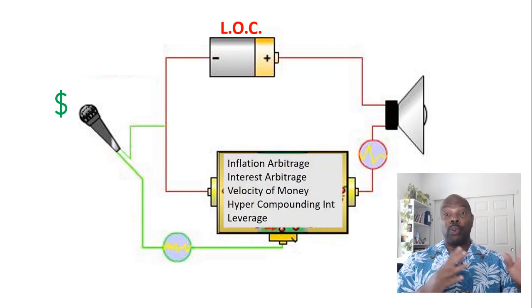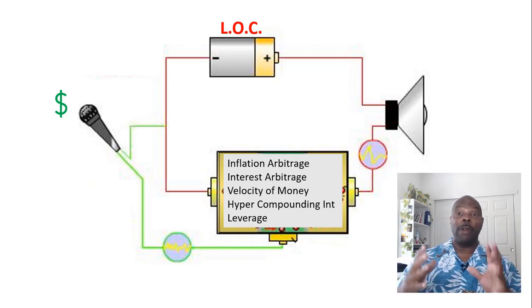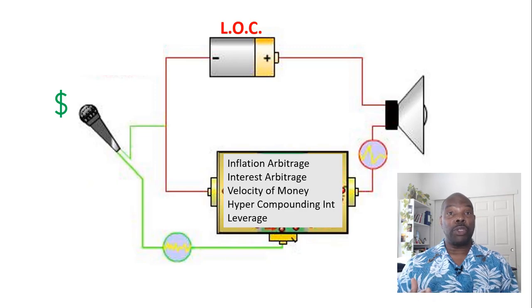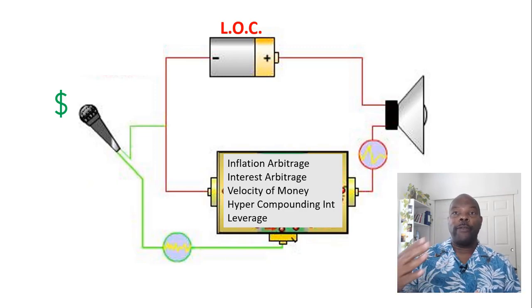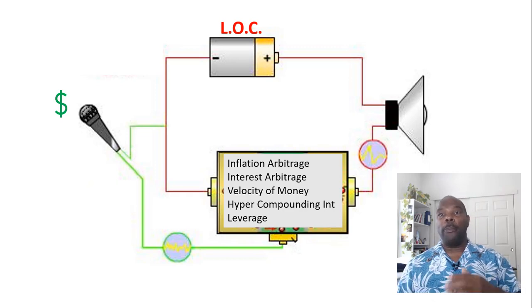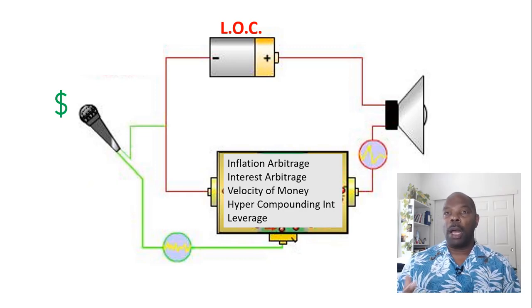Now, you might be familiar with rental arbitrage, but there are some other types of financial arbitrages. There's an inflation arbitrage. There's an interest rate arbitrage. There's the velocity of money: how fast can it come back to you so you can reuse it? That brings a whole lot of power into your life. And then compounding interest, hyper compounding, taking 30 years' worth of work and bringing it into 5 or 6 years. What can that do for you?